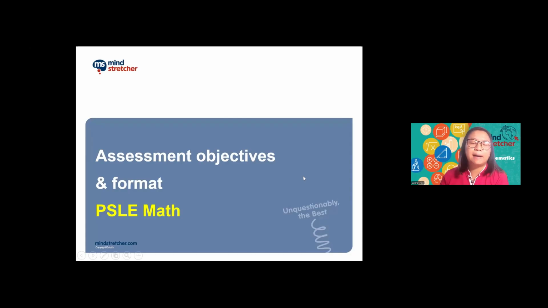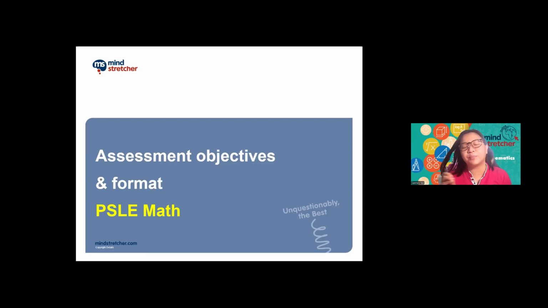Let's talk about the assessment objectives and the format of the PSLE paper. Not only the topics shifted, the format of the paper is also going to be different starting from this year. Those of you who are primary 6, you will be the first batch to take the PSLE in this new format that I'm going to show later. Assessment.